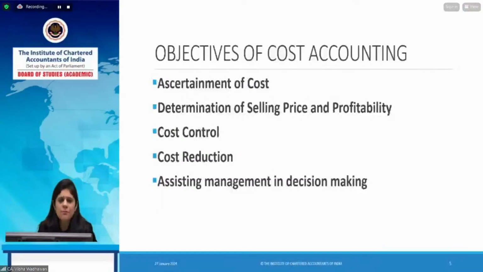Let's move further. So objectives of cost accounting, ascertainment of cost. Unless you compute the cost, you cannot go further. So ascertainment of cost means computation of cost. So we have different methods and techniques, how we compute the cost, which we'll be learning throughout the syllabus. Determination of selling price and profitability, cost control, cost reduction, assisting management in decision making. So assisting management in decision making, of course, because it's cost and management accounting. So management decision making has to be there, right?